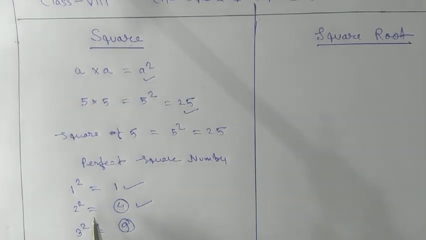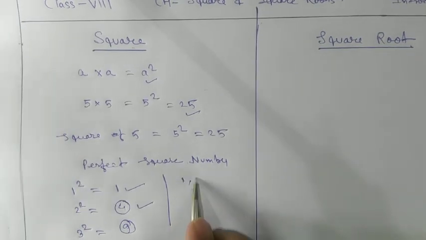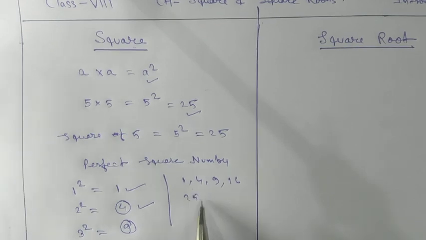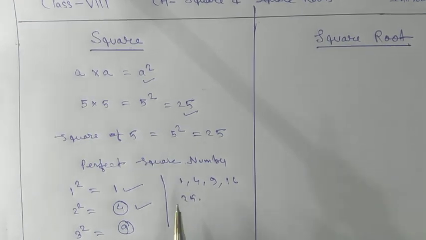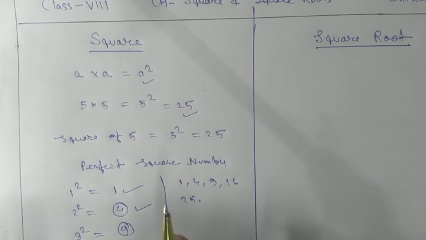Then if I ask you to give an example of a perfect square number, your answer will be 1, 4, 9, 16, 25. So there are lots of numbers. There are infinite numbers, and the square of each is a perfect square number.